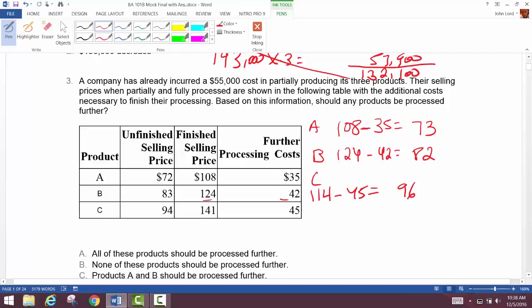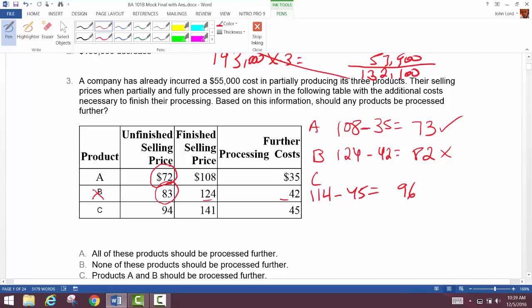Now, they tell us that the unfinished selling price for product A is 72. So should we go ahead and continue to process product A? If there's going to be additional contribution of 73 and the unfinished selling price is 72, we should go forward, shouldn't we? Okay. How about product B? Product B is going to be a no because what? Unfinished selling price is 83 versus the additional money we'll get in if we further process of 82. So that one's not worth it, right? So no to B.